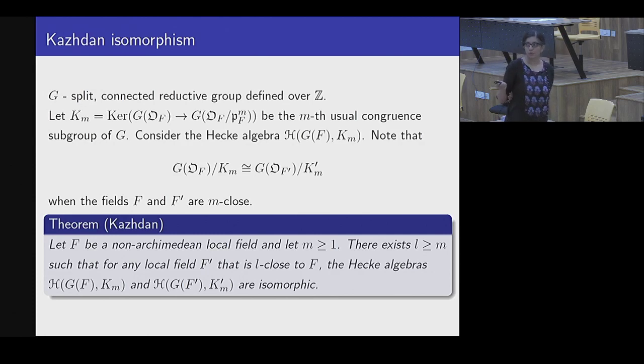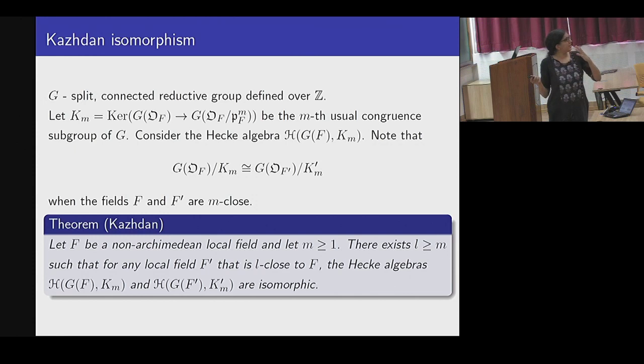This one is m. So you have to assume that the fields are closer to get an isomorphism at level m. l is larger than m, so the fields are l-close; in particular, they're also m-close. In fact, one can prove that these are isomorphic as complex vector spaces when the fields are just m-close. This is a consequence of the Cartan decomposition, which I'll state later. But to prove that this is an algebra isomorphism, one has to assume that the fields are closer. So yes, l is greater than or equal to m.